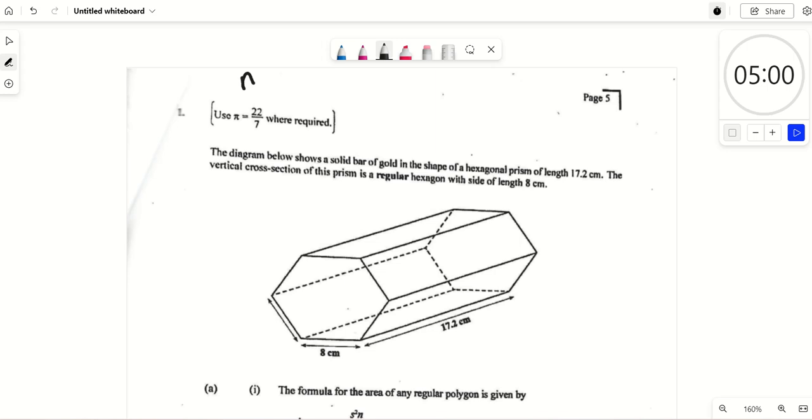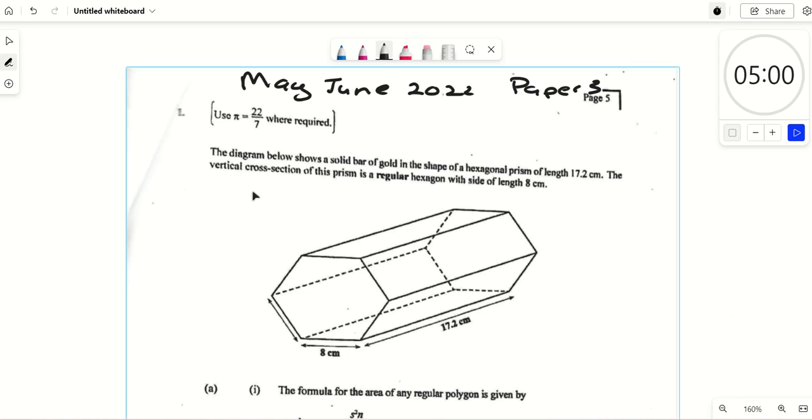Hi, good day all. So today we'll be doing May/June 2022 paper 3. So if we look at the question, they said wherever in this entire paper you see pi, you're supposed to use 22/7, right?